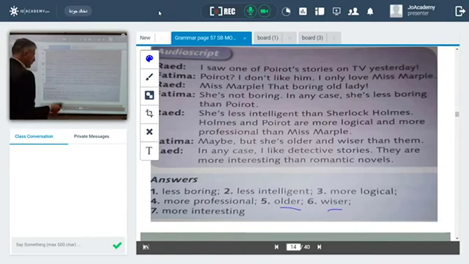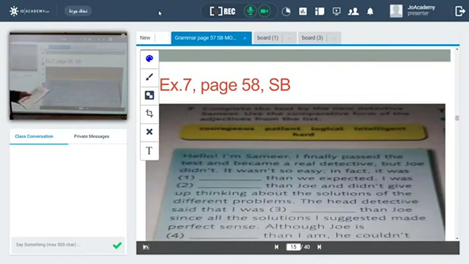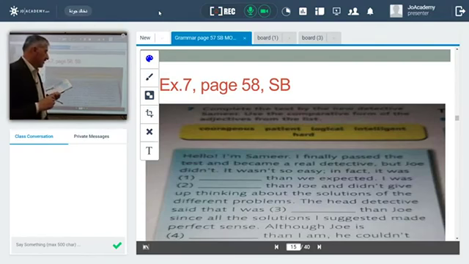So now let's move to the next. Also, we have exercise 7, page 58. Open your books. We have the last one. Complete the text by the new detective Samir. Use the comparative form of the adjectives from the list. So we have the list. Look at the list here.